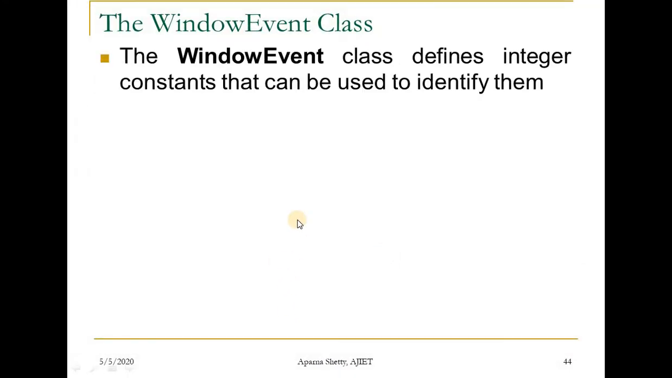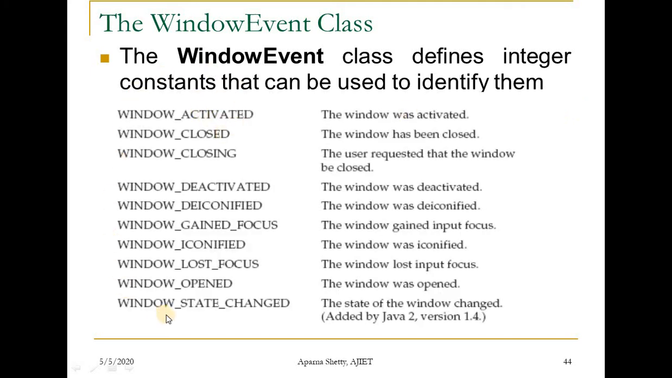The last type of event class is the WindowEvent class. The WindowEvent class defines integer constants that can be used to identify window events, when you make any changes to the windows. These are the window events that occur. WINDOW_ACTIVATED, the window was activated. WINDOW_CLOSED, the window has been closed. WINDOW_CLOSING, the user requested that the window be closed. WINDOW_DEACTIVATED, the window was deactivated.